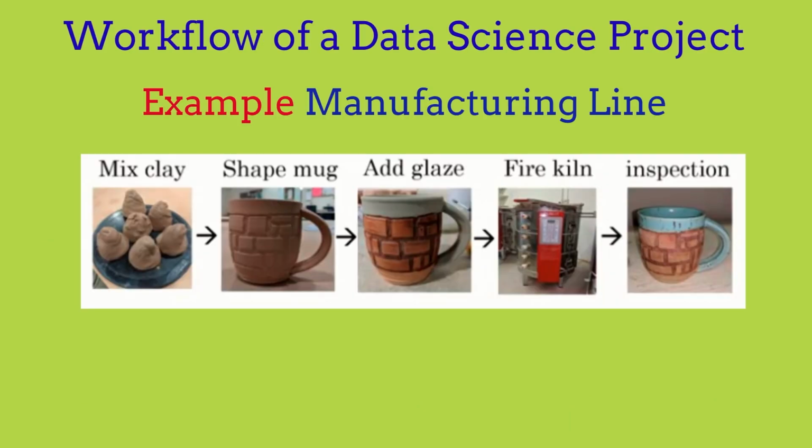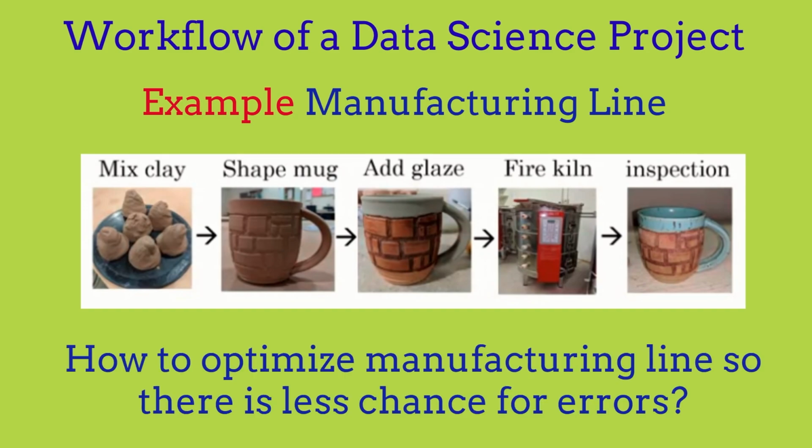So for the workflow of a data science project, the example that we're going to take is a manufacturing line. And the item that we're manufacturing is a coffee mug, or you can just say a cup. So how can we optimize this manufacturing line so that there's less chance for errors?